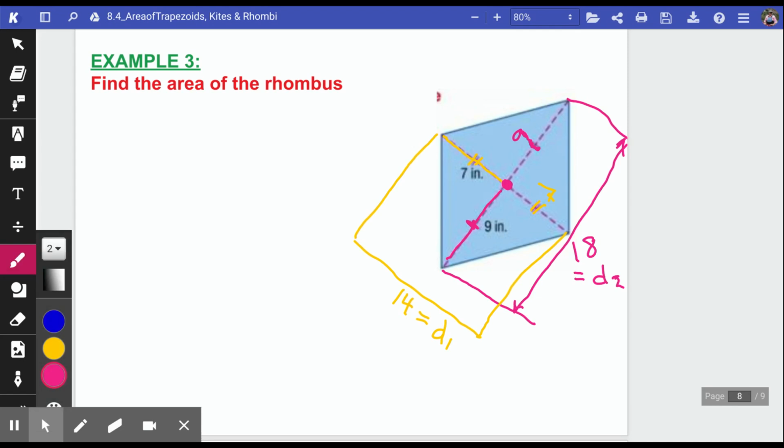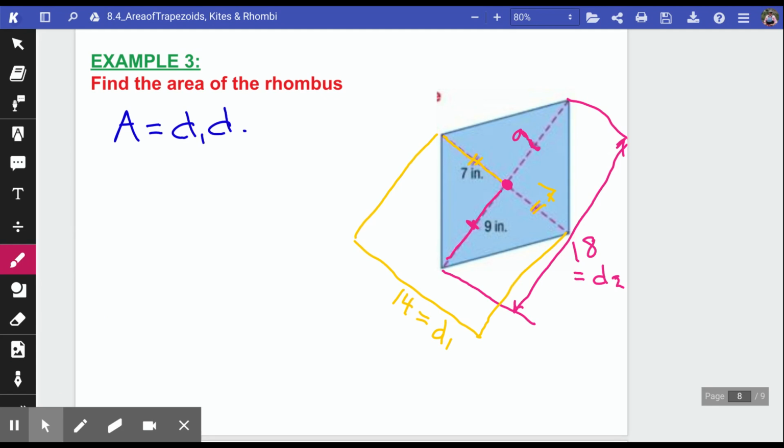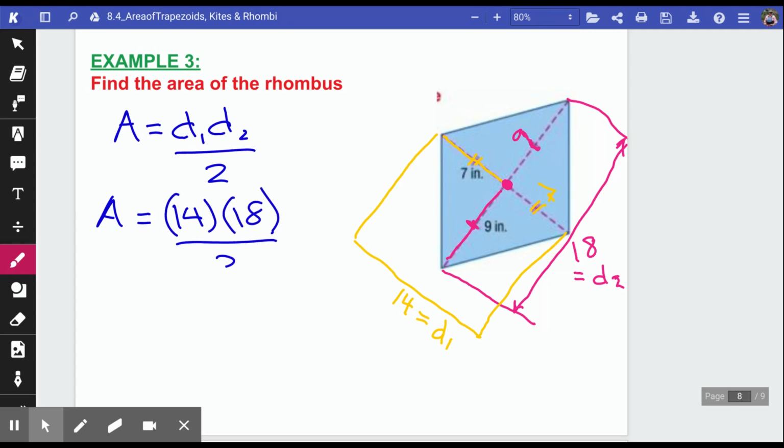Now we can use our formula for area of a rhombus. Area is equal to diagonal 1, diagonal 2, all divided by 2. We can plug in what we know. So 14 times 18, all divided by 2. You should be doing this work on your calculator as well. Make sure you're getting the right answers, not just writing down the numbers. So 14 times 18 is 252 divided by 2, and we get 126. And our units are inches, so inches squared.